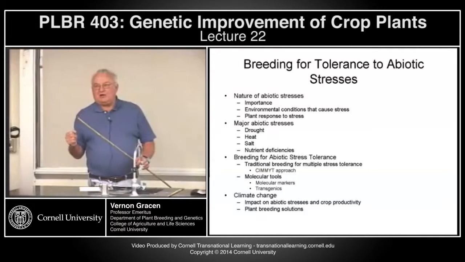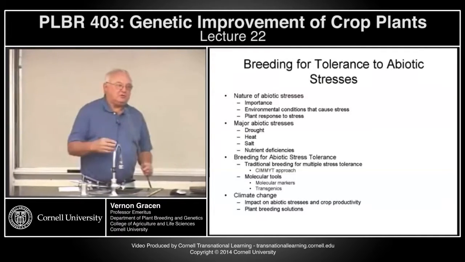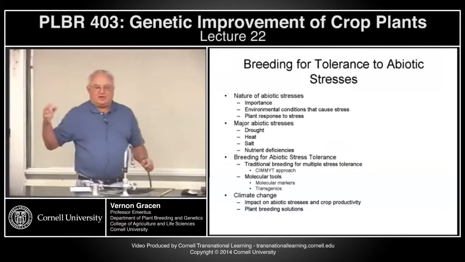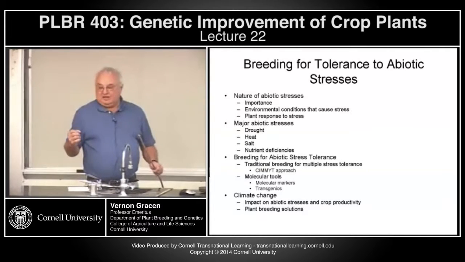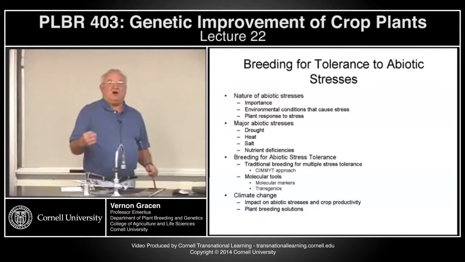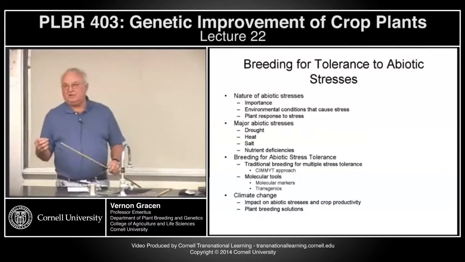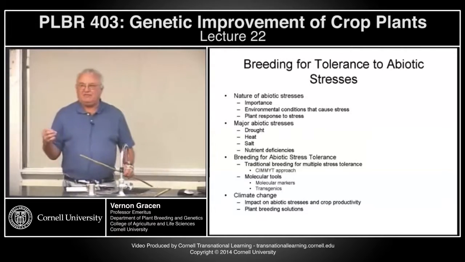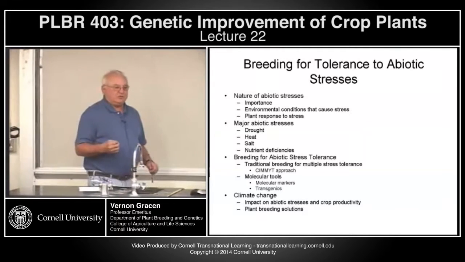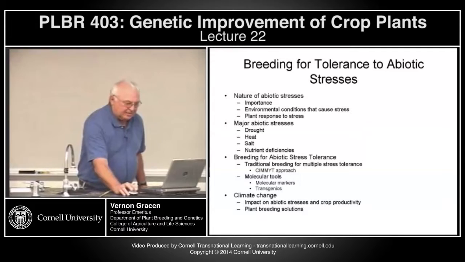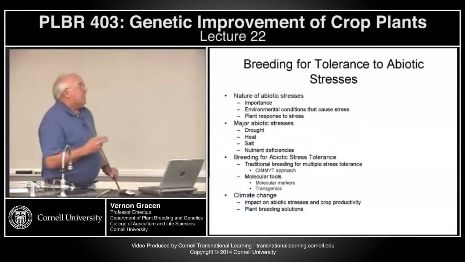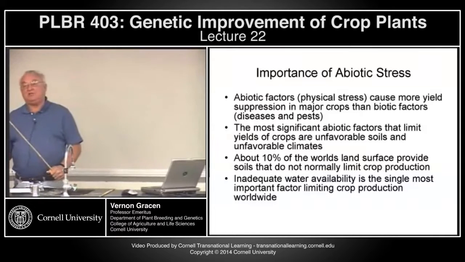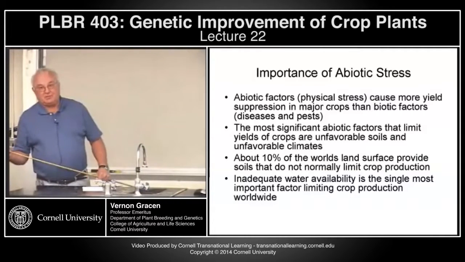And it's a simple matter of too many people and too many automobiles and too much pollution and affecting our ozone layers and affecting our atmosphere. And plant breeding offers probably the most effective and the most economically feasible solutions to sort of counteract that climate change. The abiotic factors actually cause more yield suppression than all of the diseases and insects and parasitic weeds combined.